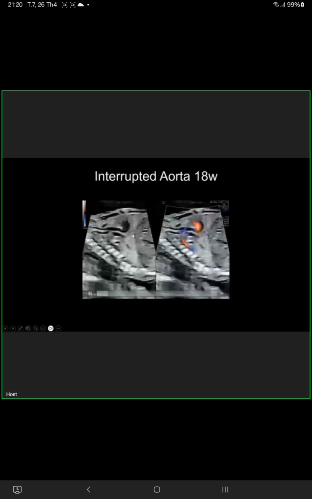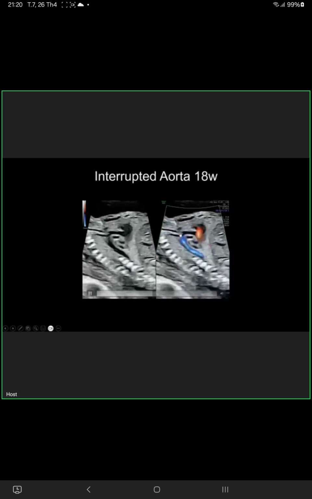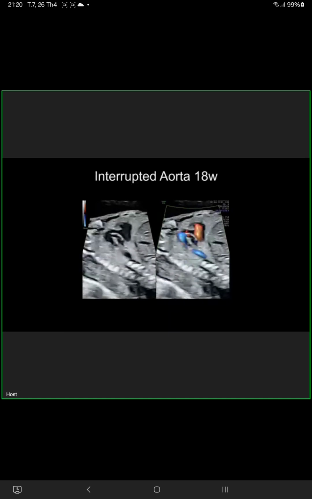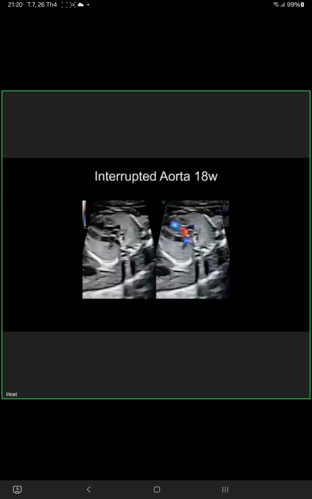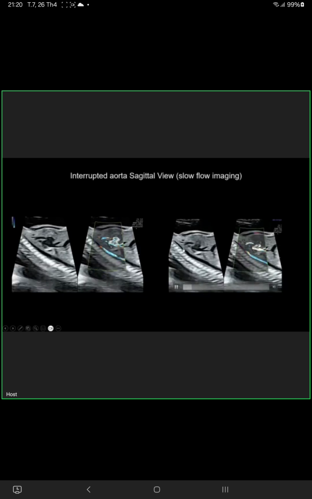But there, on the sagittal plane, with use of power Doppler, we can see here interrupted aorta. The baby was born with interrupted aorta and died 1 day after delivery. Slow flow imaging. This is a place of interruption. All this, the ductus.